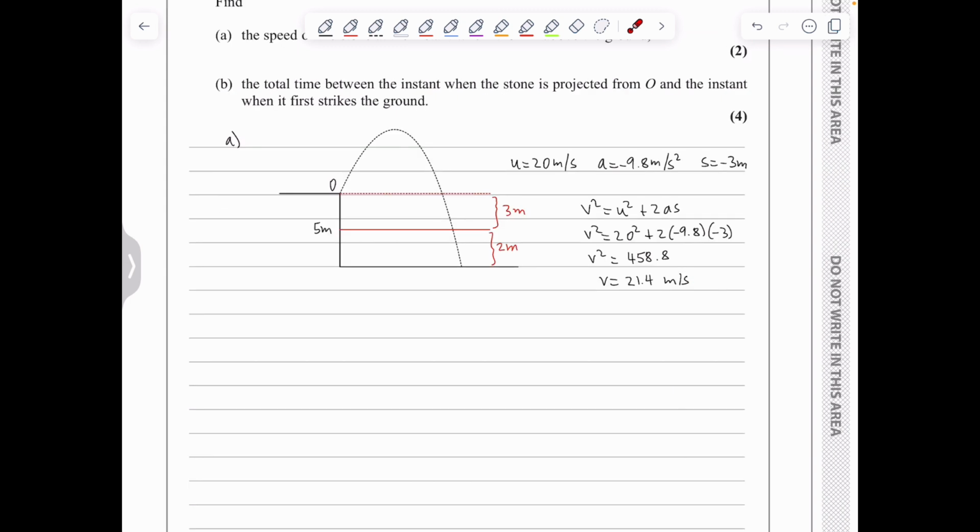In part B, we need to work out the total time between the instant when the stone is projected from O and the instant when it first strikes the ground. So for this part, I will be using s equals ut plus a half at squared. When we hit the ground, we have that the displacement is negative 5 because we are 5 meters below the launching point. So negative 5 is 20t plus a half times the negative 9.8 t squared. This leads to negative 5 being equal to 20t minus 4.9t squared.